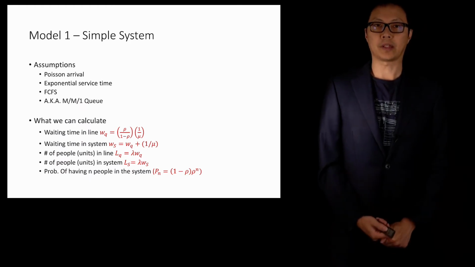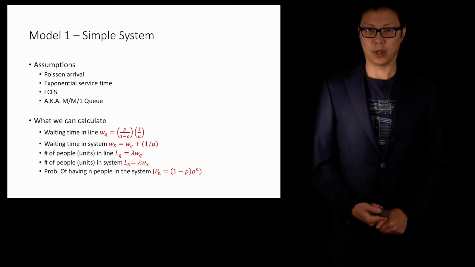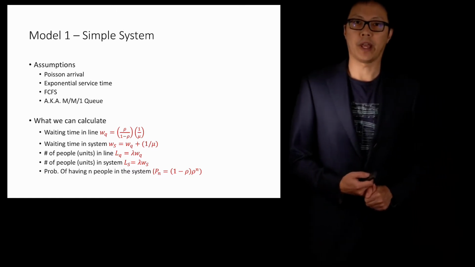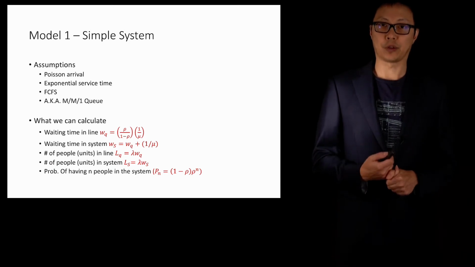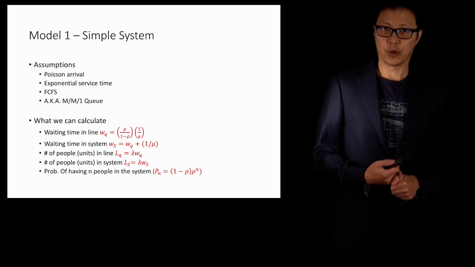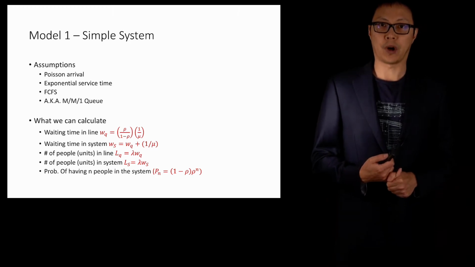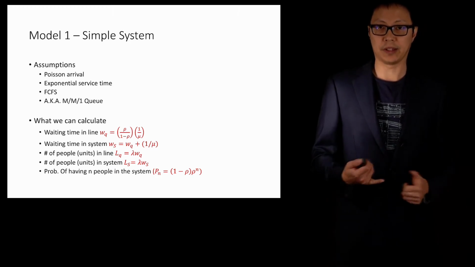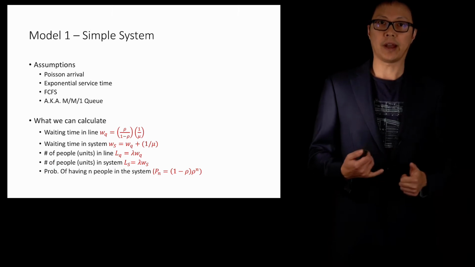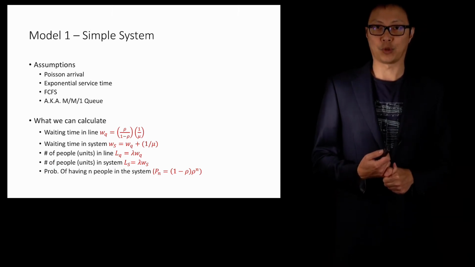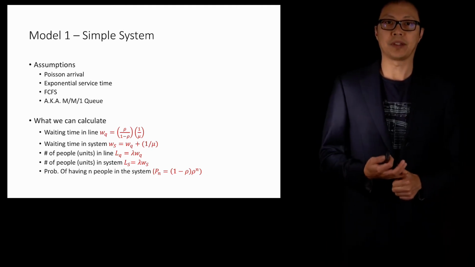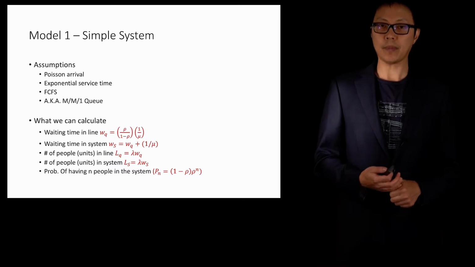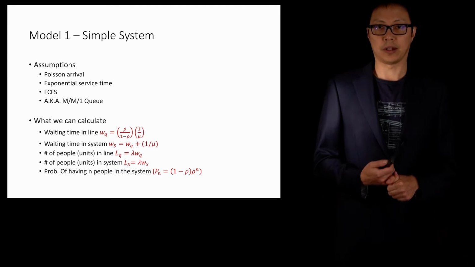Model 1 in the textbook is based on the following assumptions. We assume we have Poisson arrival and exponential service time with only one server. This setup is also referred to as M/M/1, where the first M is used to describe the arrival distribution, in this case Poisson arrival, and the second M is used to describe the service distribution, which is exponential. The number at the end means that we only have one server. Once we know the setup, we can figure out all the calculations shown on the slide.